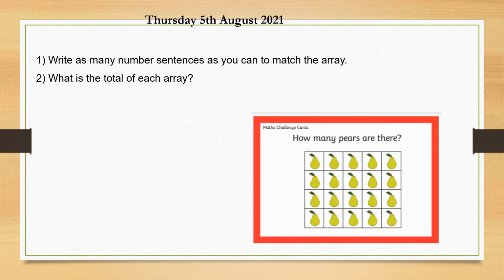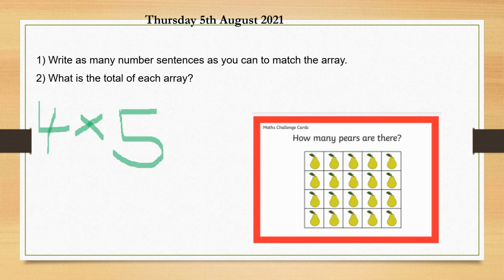This next task involves us having to write as many number sentences as we can by taking the information from the array. So the question on this challenge card is, how many pairs are there? So we're going to look first at our rows. So we've got 1, 2, 3, 4 rows, so we will write the number 4. Then we're going to have a look at our columns. 1, 2, 3, 4, 5. We're going to write the number 5. 4 times 5.